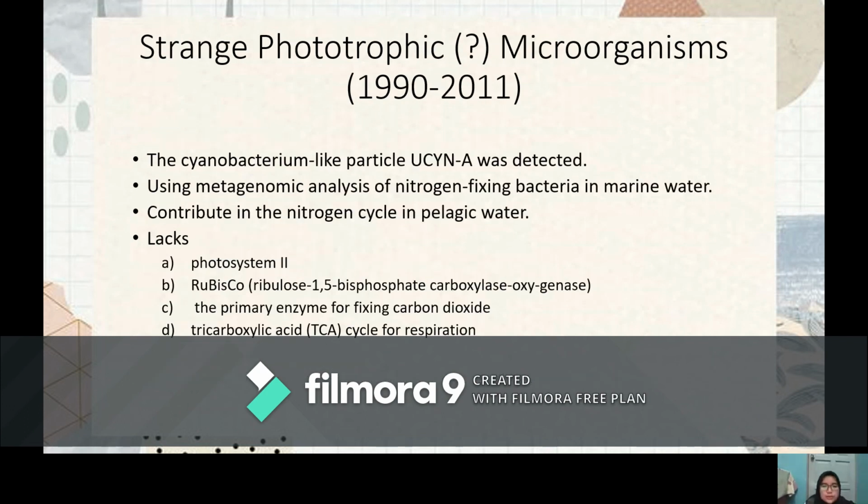So the last one is the strange phototrophic microorganism that was found from 1990 until 2011. It is a cyanobacterium-like particle, UCYN-A, which was detected using metagenomic analysis of nitrogen-fixing bacteria in marine water. This UCYN-A contributes to the nitrogen cycle in pelagic water. But this cyanobacterium lacks photosystem II, rubisco, the primary enzyme for fixing carbon dioxide, and the tricarboxylic acid cycle. This UCYN-A cyanobacterium might have a contribution in the transformation of light energy into chemical energy.